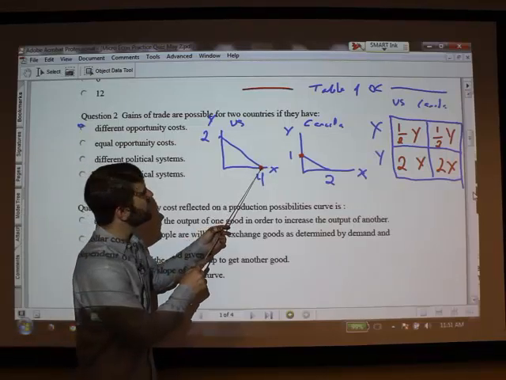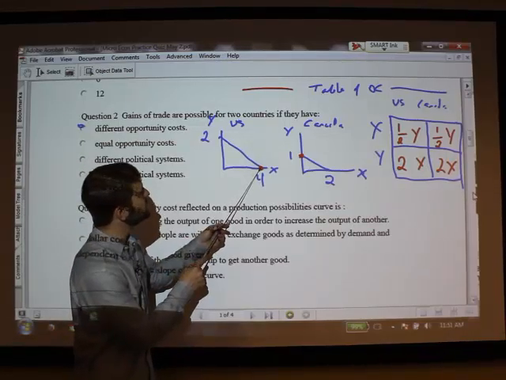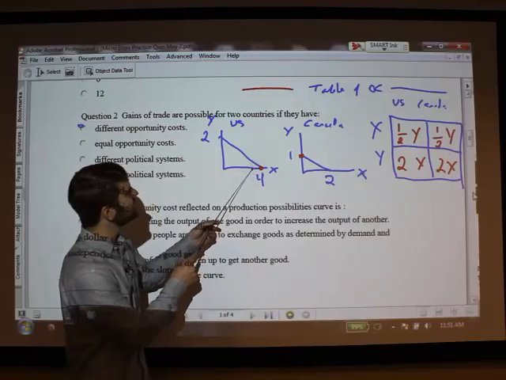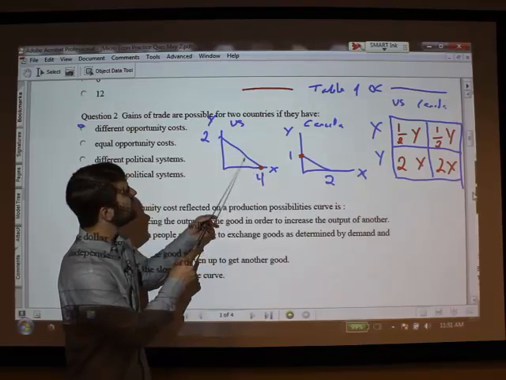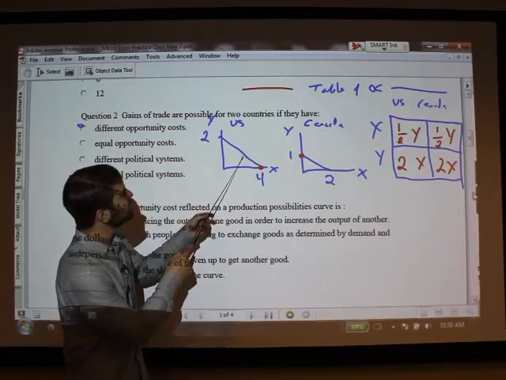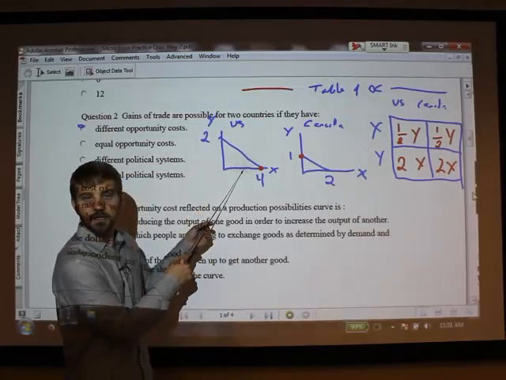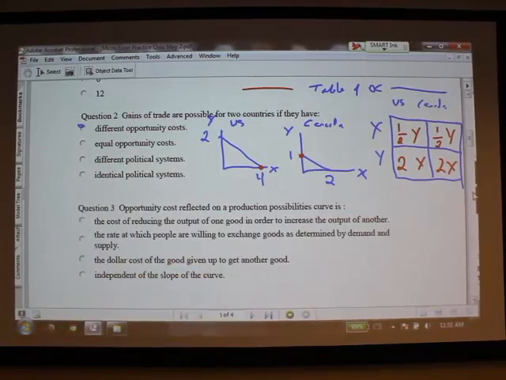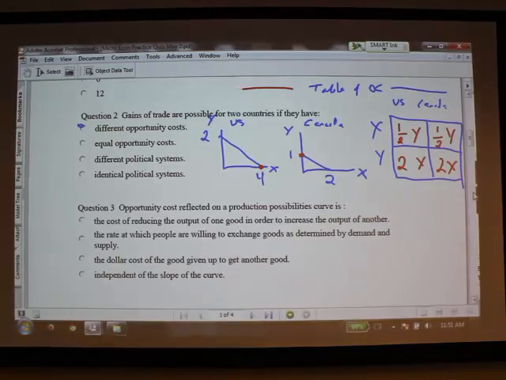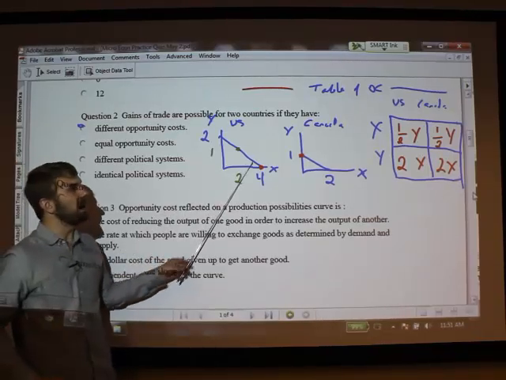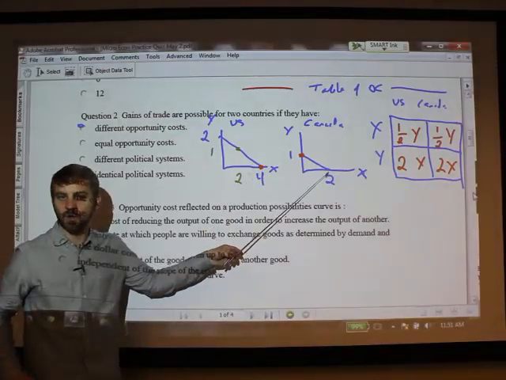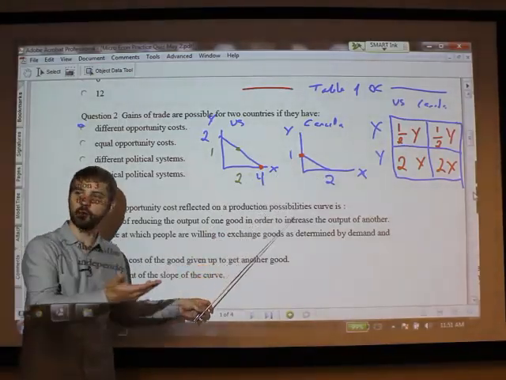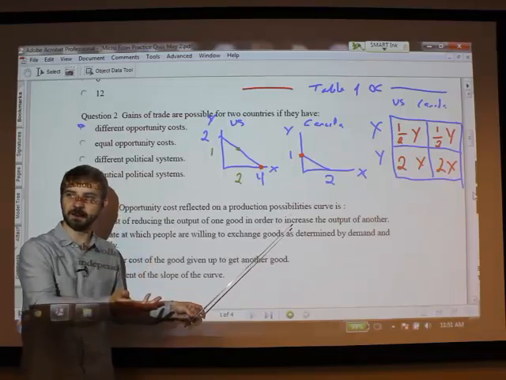If the US is going to produce Y, let's say it produces 1 unit of Y, then it gives up 2 units of X, right? So in other words, let's say the US without trade wanted to get some Y. So it produced 1 unit of Y. That would put us here, right? We have 1 unit of Y and 2 units of X. So the US wouldn't buy Y from Canada for any more than 2X. It would not pay more than 2X to get a unit of Y from Canada.